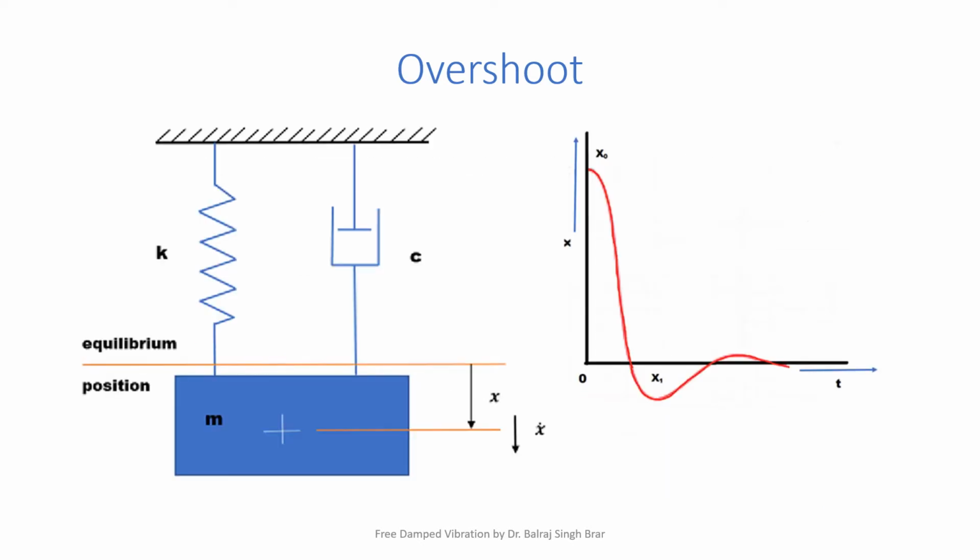This plot shows that overshoot occurs in a spring mass damper system when the system is vibrating along one direction, it has a single degree of freedom, and is at position x at a time t and is still moving with velocity x dot. The plot of an underdamped vibration system is like this. Then x1 is the overshoot. We have to determine this overshoot in the coming slide.